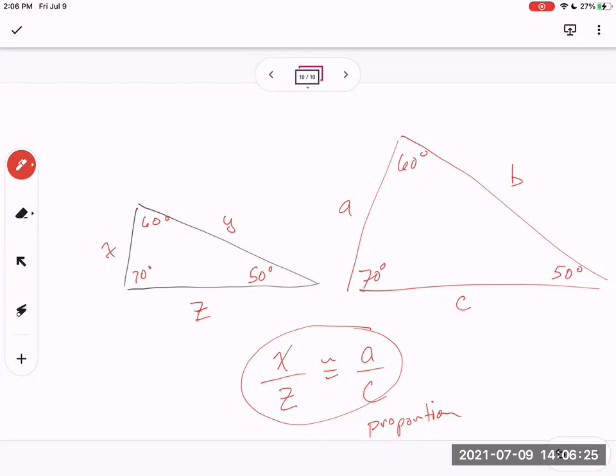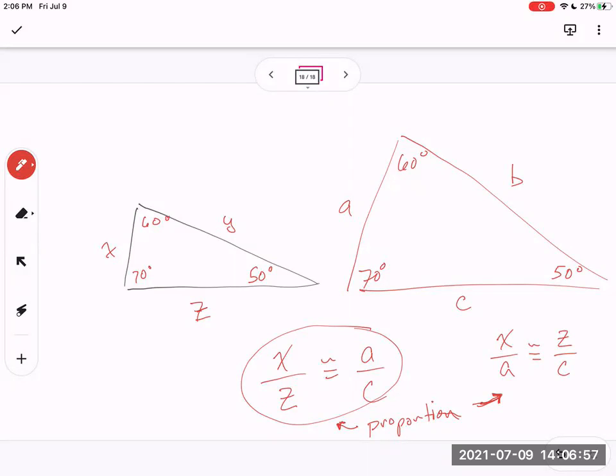It means that the ratios of side lengths are equal to each other. You could also write it like this: X is to A as Z is to C. That's another way you could write the proportion. You can write it either way. And there are other proportions you can write with these side lengths, but that's what it means. The sides are not equal to each other. X doesn't equal A. You understand?